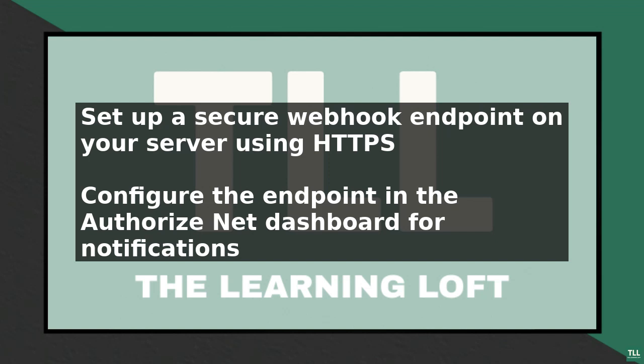Once you have set up your endpoint, you need to configure it in the Authorize net dashboard. This involves specifying the URL of your endpoint and the types of events you want to receive notifications for. When Authorize net sends a webhook notification to your endpoint, it includes a signature in the header of the request. This signature is used to validate the authenticity of the request.